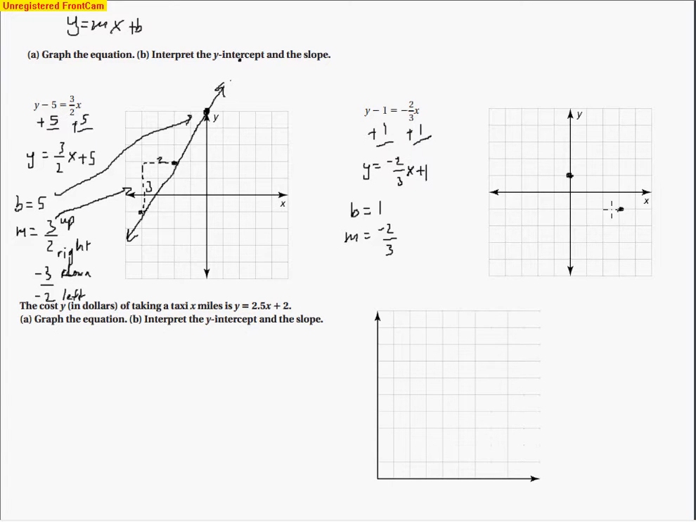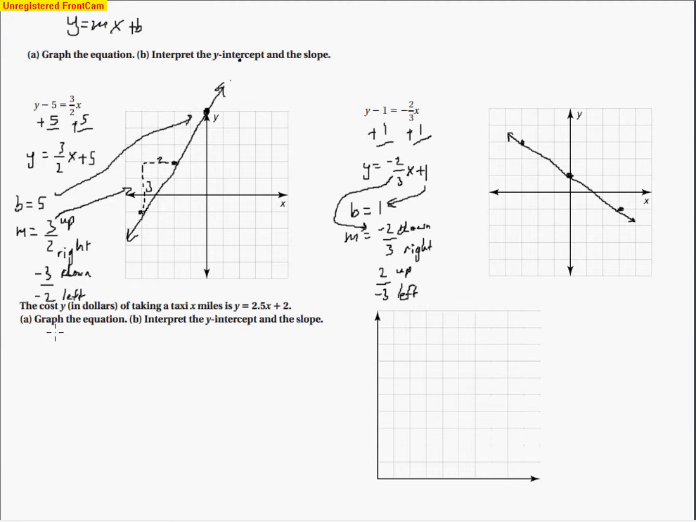And then if I run out of room that way, I can go the other way as well. So this again meant down 2 and then right 3. So I can go the other way. If I went 2 over negative 3, that tells me to go up 2 spaces, but then I'd have to go left 3. So up 2, left 3 puts me right there. And so once I have those, I've got a few points I could draw a line between. And so that's my line. So again, the y-intercept is the number that is added to the x term, where the slope is what gets multiplied by the x term.